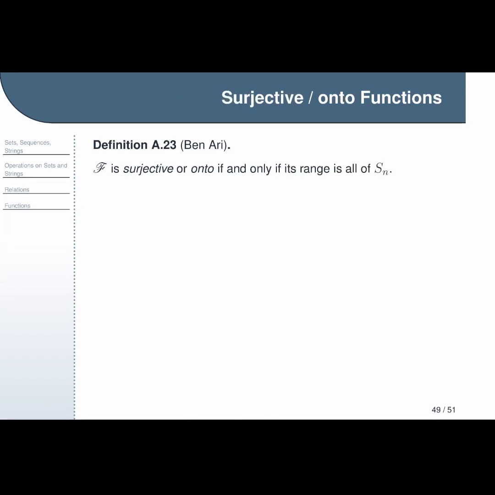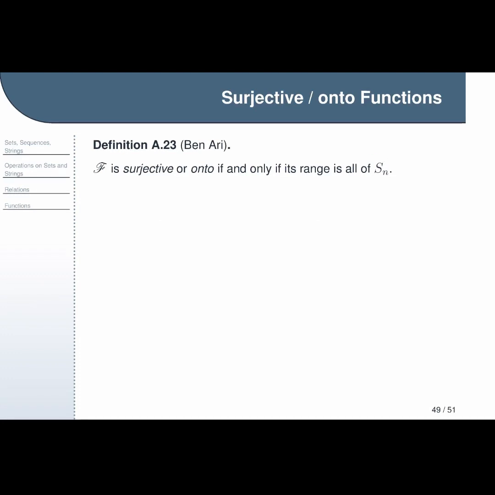Next, a complementary property is surjectivity, and I think of this as the property of covering everything that you can cover. So we say f is surjective. It's also called onto, if and only if its range is all of the set S of n, all of your possible outputs.